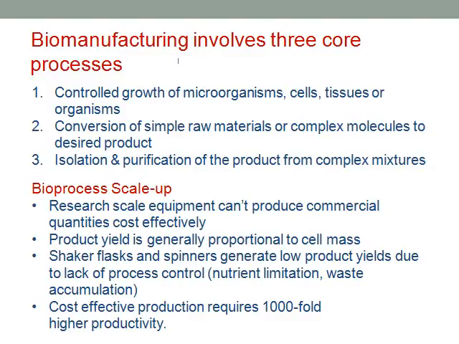Product yields are generally proportional to the starting cell mass. So the smaller the amount of cell material you begin with, the smaller your yield will be. Research scale shaker flasks and spinners generate low product yields due to a lack of process control, including nutrient limitations and waste. And cost-effective production requires at least 1,000-fold higher productivity than we see in research scale equipment.